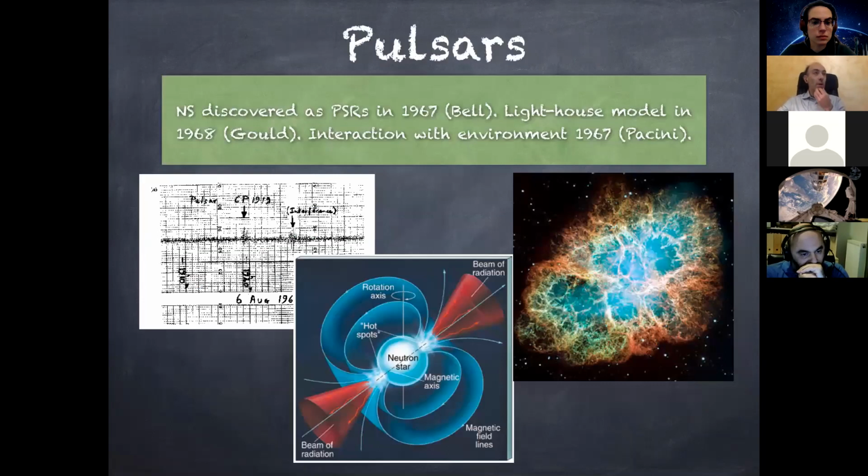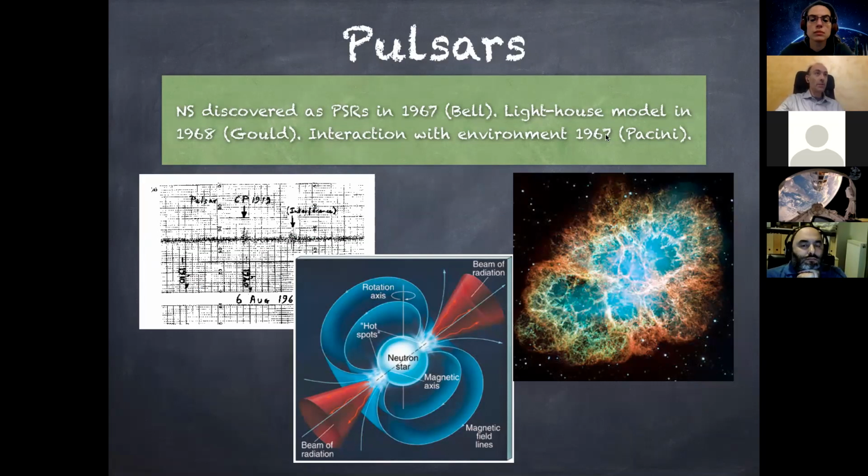Now, these objects were discovered as pulsars in 1967 by Jocelyn Bell, as a rotating radio transient, actually. And the model to explain their pulsed emission was presented the following year by Gold: the famous lighthouse model. The key idea is that radiation is produced by the neutron star through two beams at the poles. And because of the rotation of the neutron star, this beam may point over you and will give rise to the pulse that you actually observe.